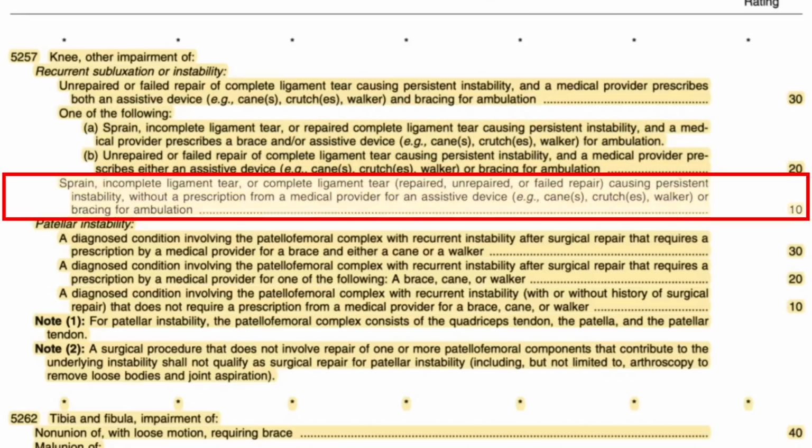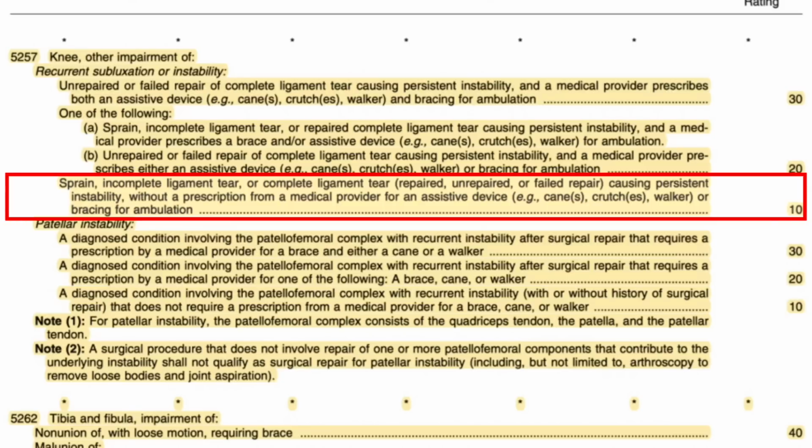Yep. So moving into the 10% range, we've got a sprain, an incomplete ligament tear, or a complete ligament tear, repaired, unrepaired, or failed repair. That's basically anything causing persistent instability with no prescription for a cane or brace. So maybe you went to Walgreens or CVS and bought yourself a cane or a brace, and that helps you a lot. Well, that's not going to help with your rating because it's not prescribed.